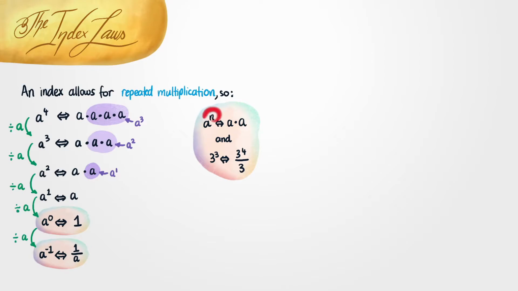Now if this number over here is going to be n, then this number up here has to be 1 less than n, right? Because when we had a to the power of 4, we had a times a to the power of 3. If this is 4, then this is 3, and 3 is 1 less than 4. So the number that's less than n by 1 is just n minus 1. So I'm going to write n minus 1 over here.